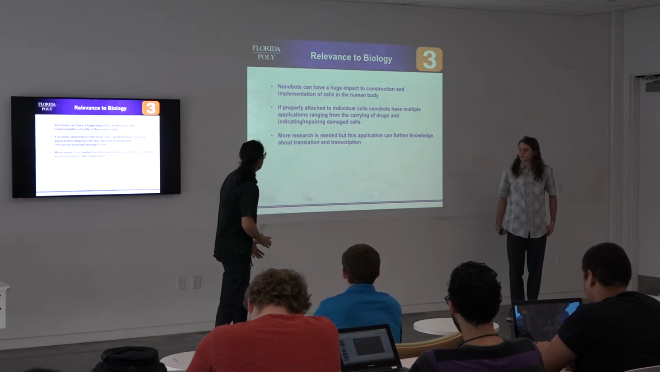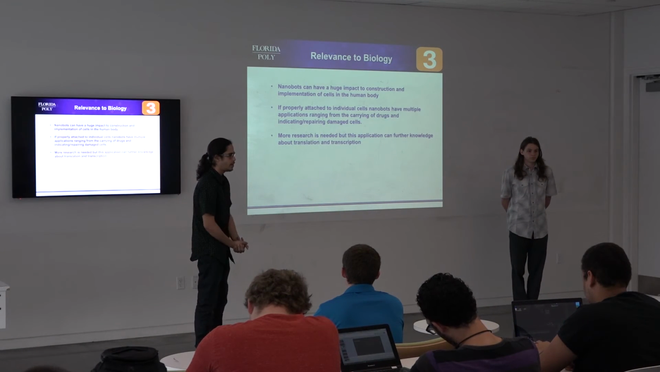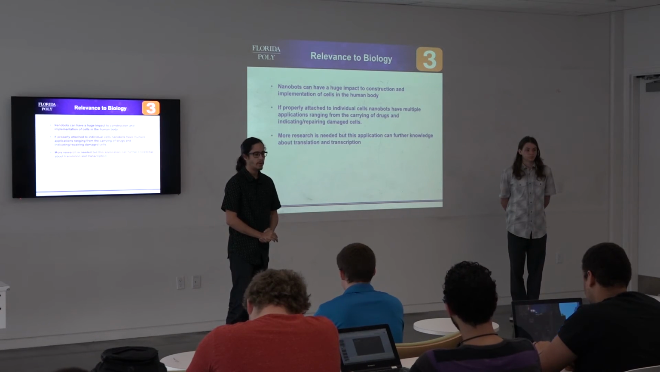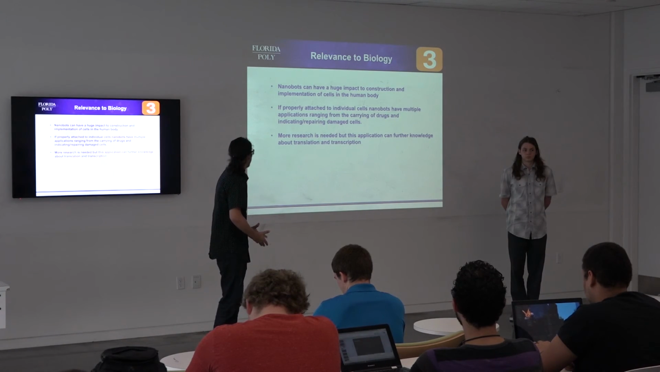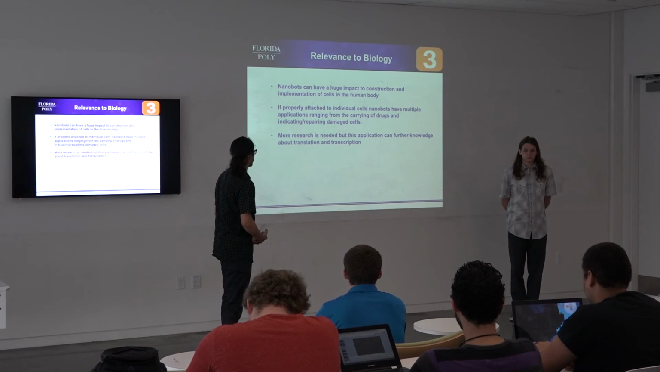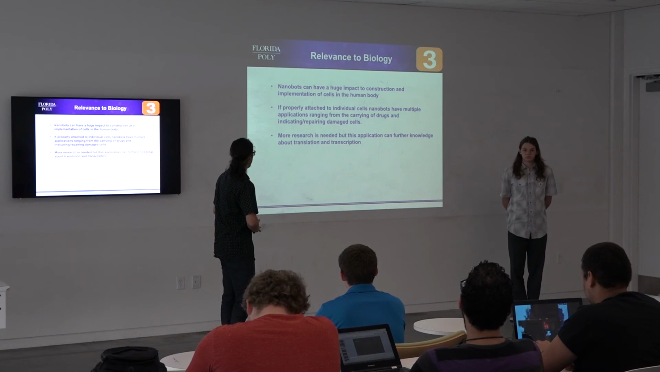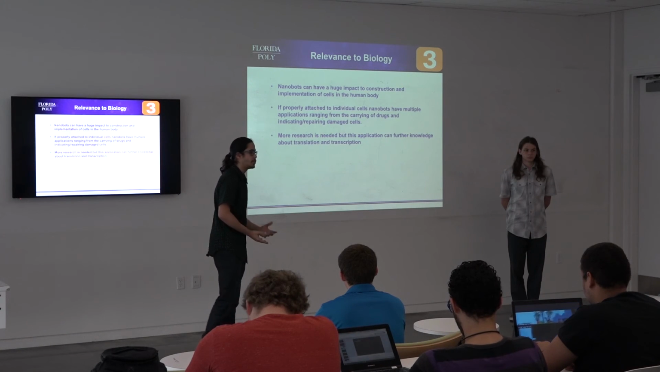So nanobots have a huge impact on the construction and implementation of cells in the human body. We basically can monitor and redistribute certain chemicals in our body that make us react to certain stimuli. And so, if properly attached to individual cells, nanobots have multiple applications, and more research is needed, but this application can further knowledge about translation and transcription.